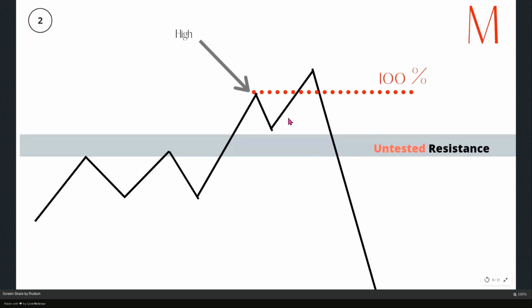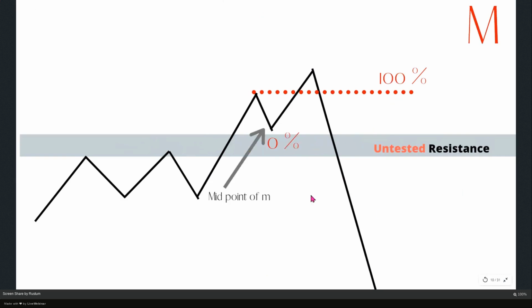So what is going on here? So we are qualifying the way this M looks. That's all we're doing, so that we don't take all of the M's. So that we don't take all of the complex looking or all of the simple M's, even if they are at the tested and untested resistance here. Even if they are at a qualified area, we still don't take all of the M's. We're qualifying them.